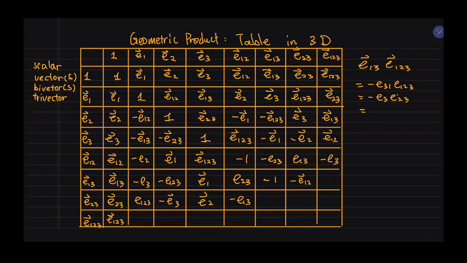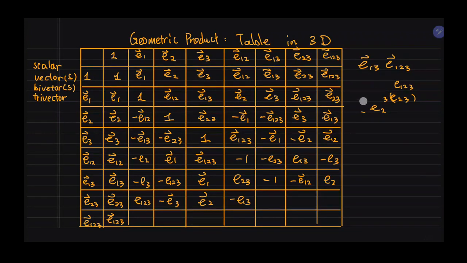Then we change these two, swap the index again, we get the minus sign. What we are left with is a 3 here, and then we have a dot product with the E3, which is 1, and then flip the sign, so it will be E2. Then E23 E13.